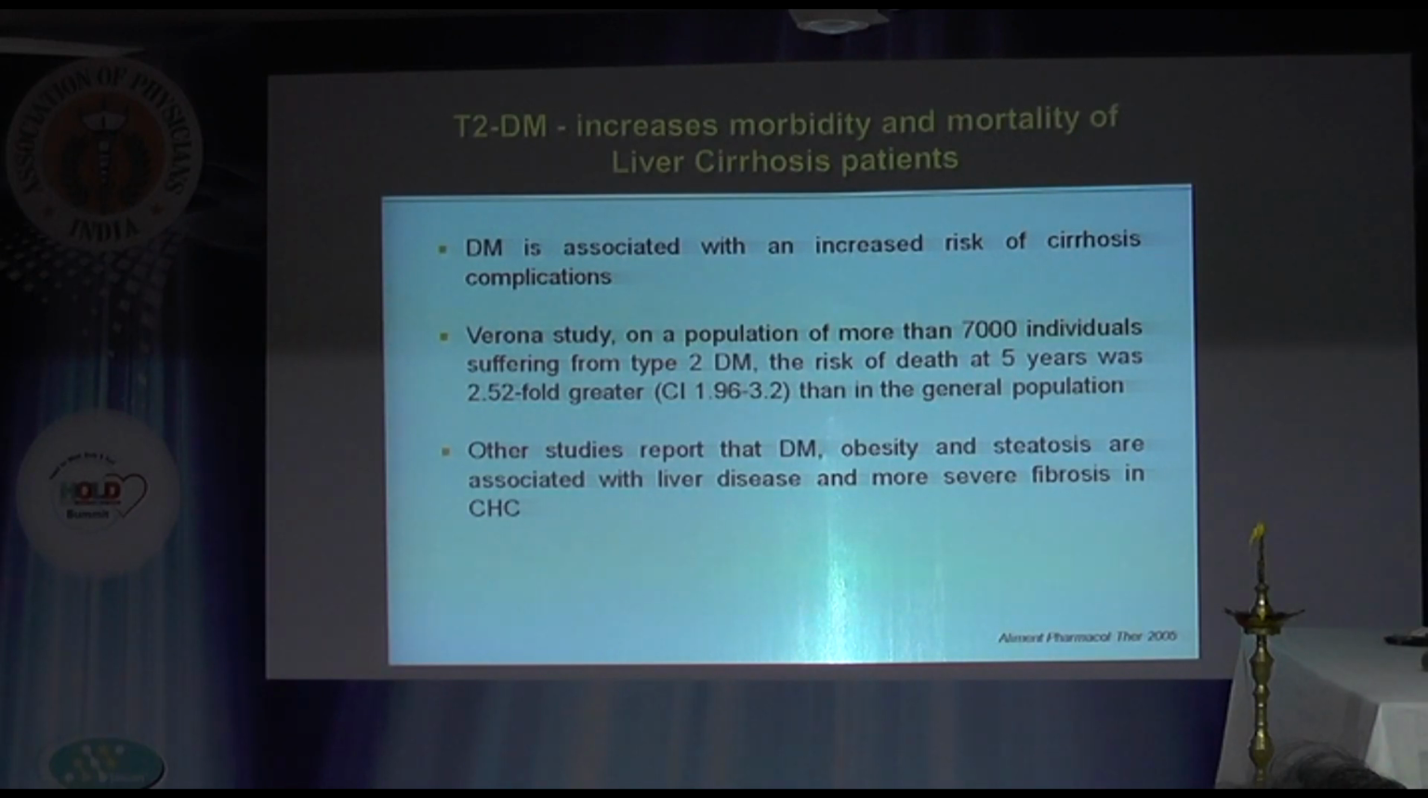Now, diabetes also increases the morbidity and mortality of liver cirrhosis patients, and if you look at the Verona study of more than 7,000 individuals, the risk of death at 5 years was 2.5 times greater than in the general population. And there is also another interesting thing, that presence of diabetes has been shown to produce more severe fibrosis in patients with hepatitis C. So actually there is evidence emerging that diabetes is an extrahepatic manifestation of hepatitis C, which has some direct action on the liver cells causing insulin resistance.